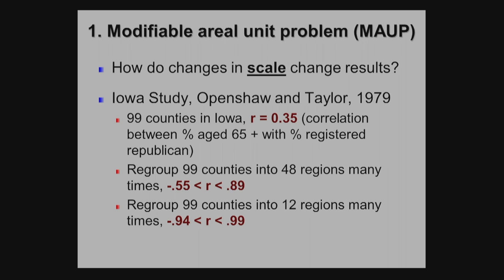Let's keep going. And now instead of the 99 counties, we're going to have only 12. And again, we're going to rearrange those 12 in many different types of zoning, in many different types of grouping. What is the result? Now the result basically tells you the correlation can be anything from minus 0.94 to 0.99. So basically you can take those results and say there is a huge correlation between elderly and being a Republican. Or, there's absolutely no correlation between being elderly and a Republican.